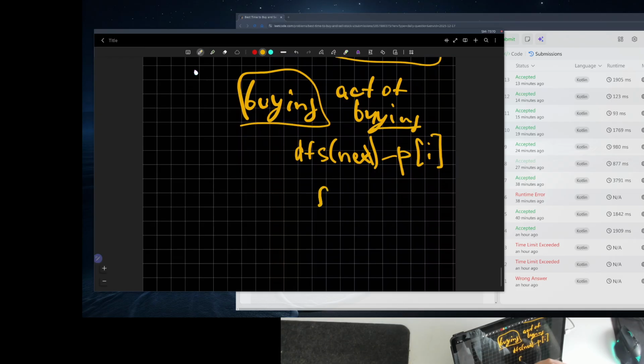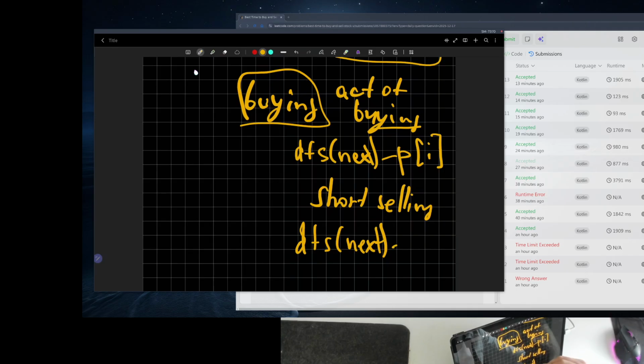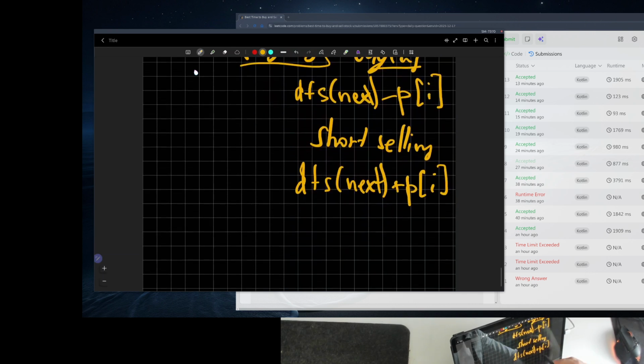And if we short sell, we're doing something similar, and when you short sell the stock, you obtain the money from it. If you trade, you would know that when you short sell, your investment account grows. So you do profit plus.